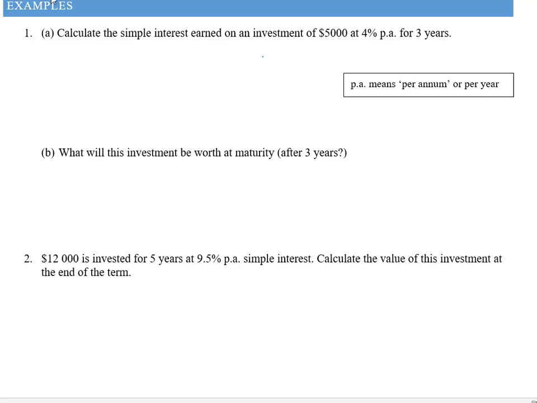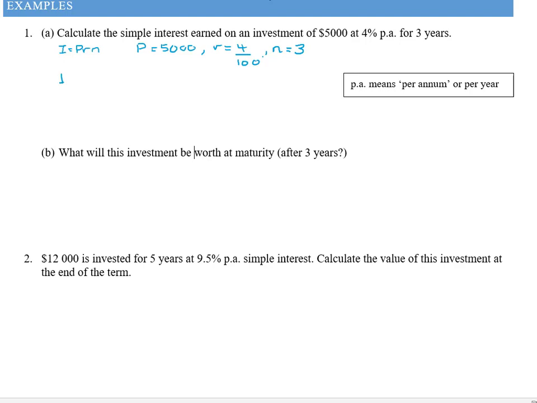Simple interest. Calculate the simple interest earned on an investment of $5,000 at 4% per annum, meaning per year, for 3 years. So the formula I have is I equals PRN, where P is my principal, so that's what I start with, and in this case it's $5,000. R is my interest rate, which in this case is 4%, and I'm writing that as a fraction. And N is my time period, and in this case it's 3 years.